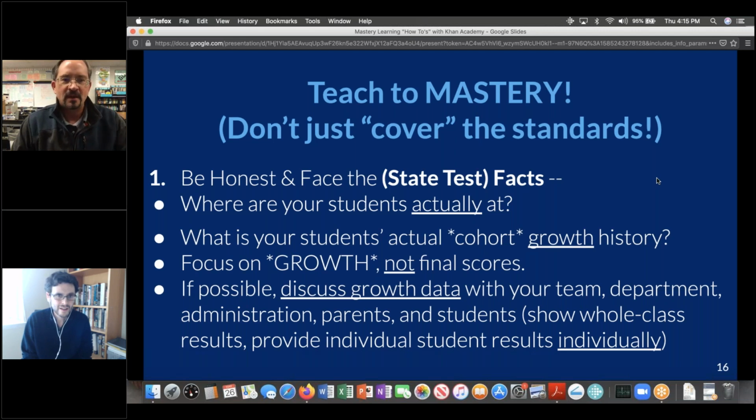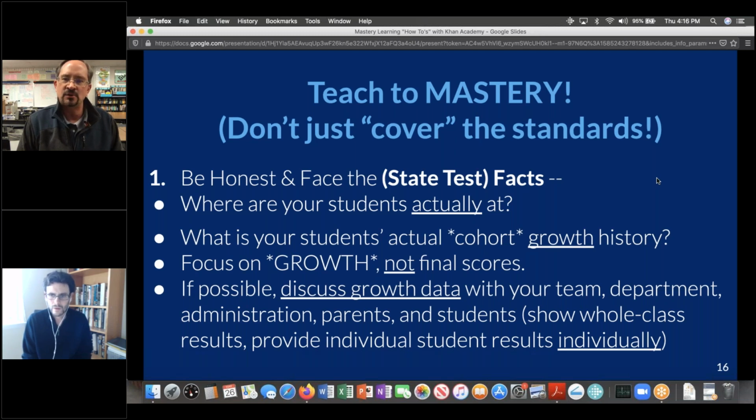So number 1, be honest and face the state test facts. Where are your students actually at? Look at their state test scores from the year before or whatever district diagnostic tests or anything that'll show the real truth of how they compared to state expectations and national norms and so on. Where are they really at? If their previous year teacher said they got an A or a B, that might mean they're a good student, but that doesn't mean they mastered the skills from the previous year.